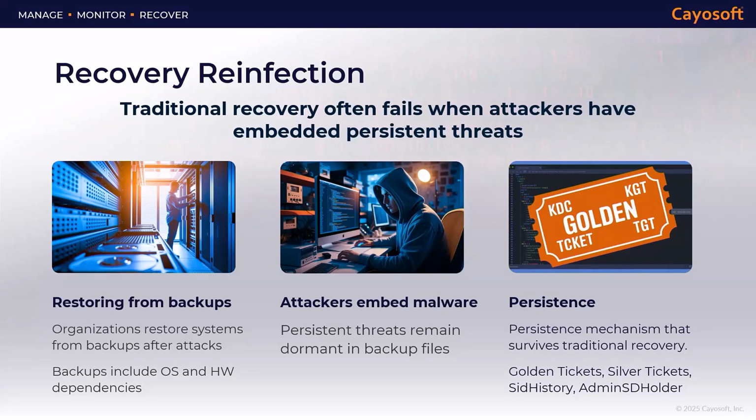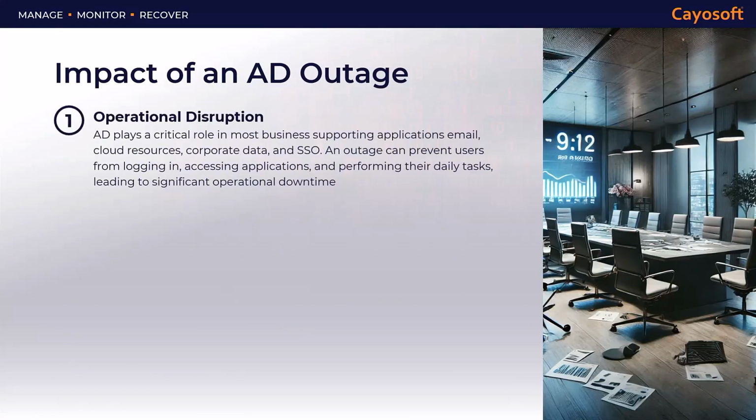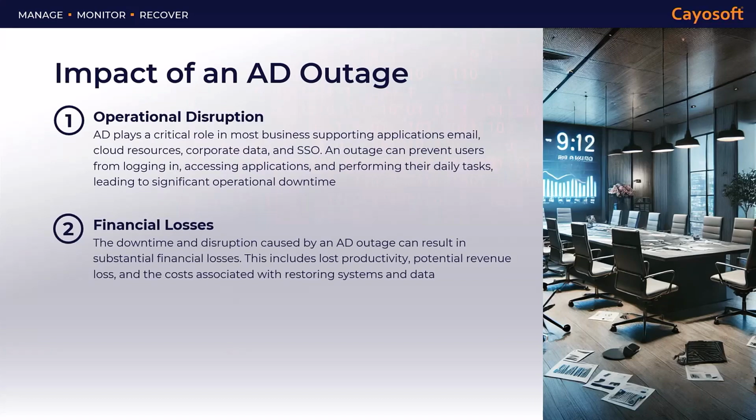So now that we understand the challenges around traditional backup and those methods, let's understand the impact on the business. The first thing is operational disruption. When Active Directory goes down, it's not just an IT problem. It actually causes a business outage to an organization. Active Directory plays a critical role in the majority of your business, supporting your applications, your cloud resources, your corporate data, your single sign-on. And this can lead to financial losses.